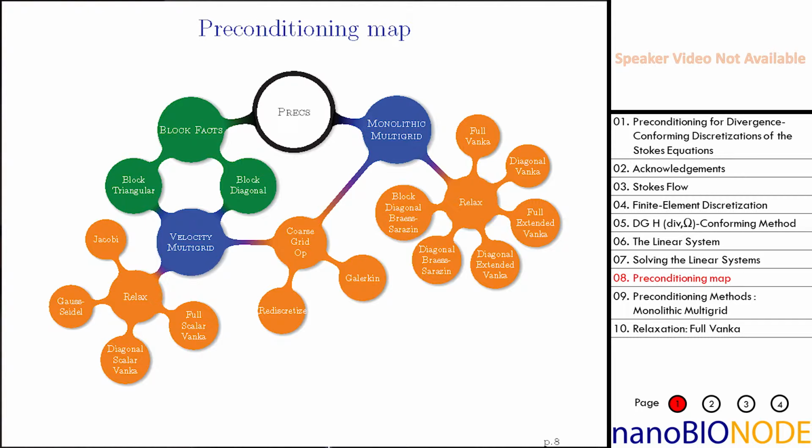And then monolithic multigrid, because I can, we're going to zoom in. And again, here we're going to look at the coarse grid operators, rediscretization or Galerkin. And then we have all of these different relaxation schemes that we can consider with the Vanka methods. We can extend the Vanka methods to get a little bit more robustness. And then the other class of relaxation methods that Scott talked about on Monday are these Braess-Sarazin methods.